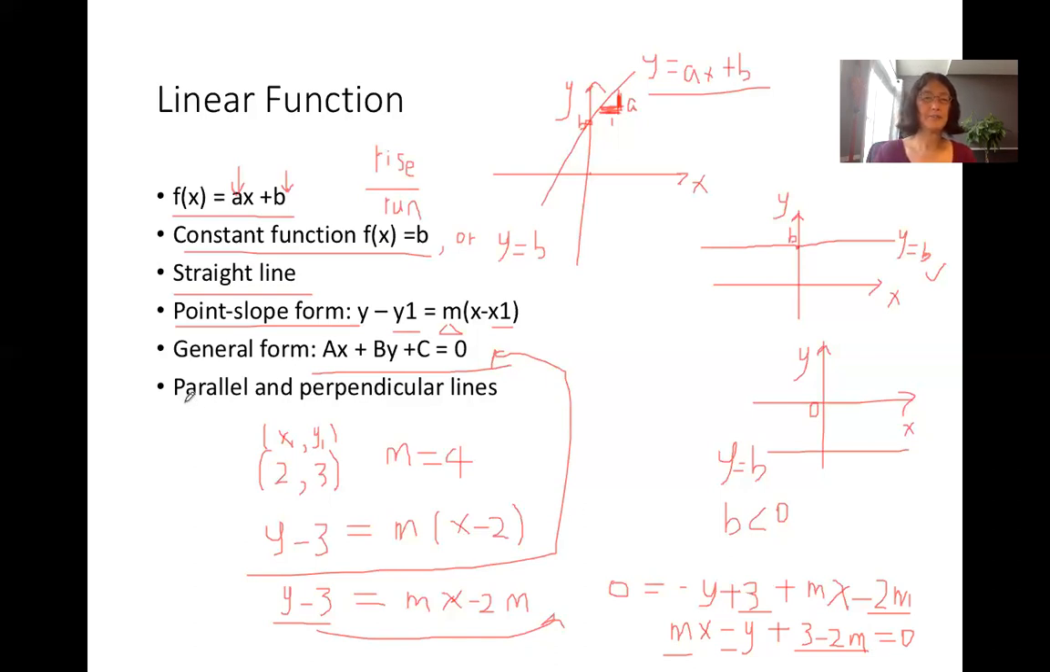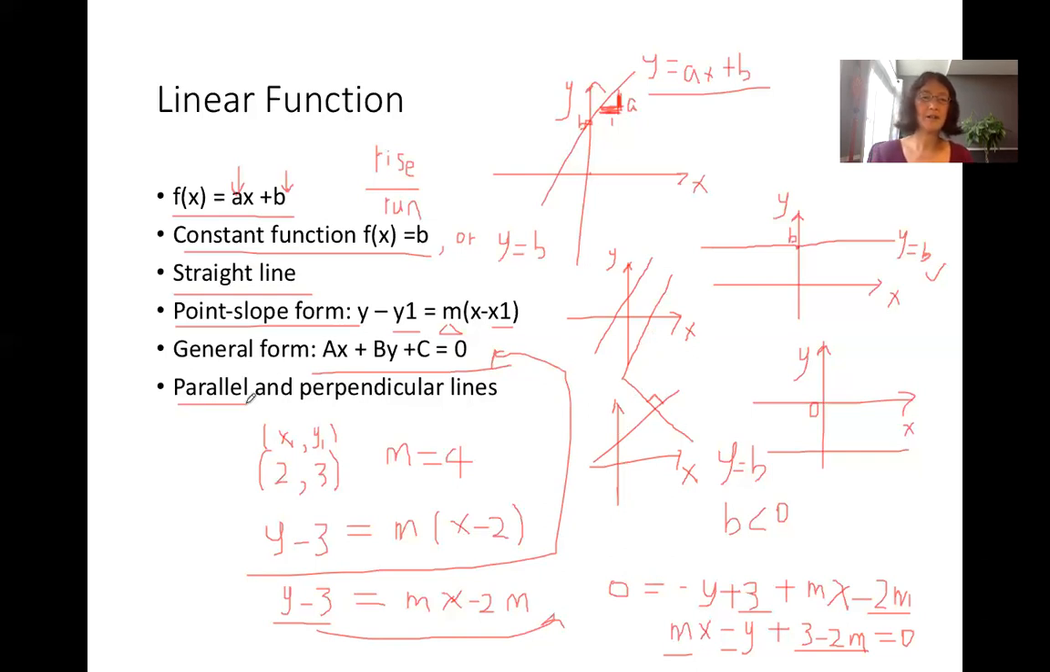So next one is parallel and perpendicular lines. If you have x, y coordinates, parallel means two lines have the same slope. So these are two parallel lines. The slope is the same. Perpendicular means the two lines are perpendicular to each other. For example, you have one line here, another line here. This is 90 degrees, so these two lines are perpendicular.